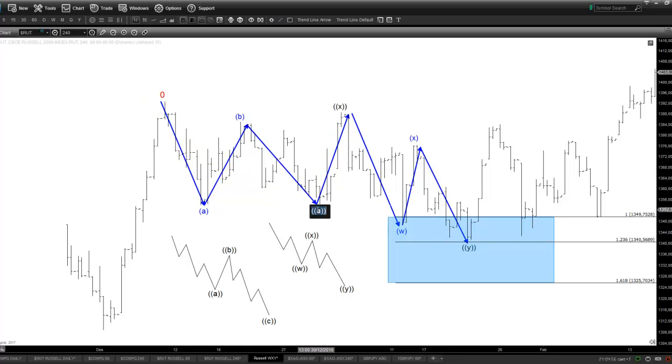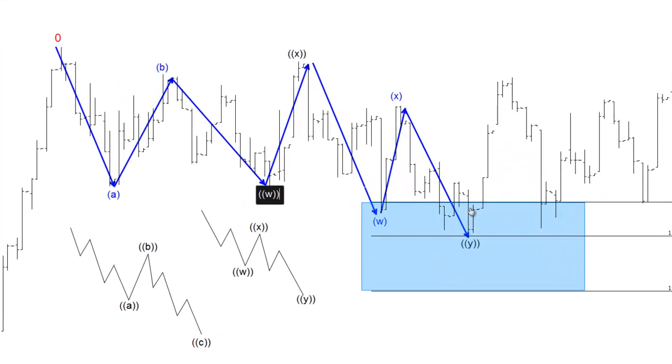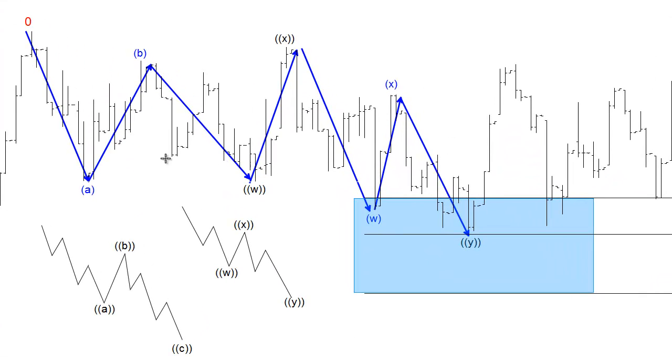Look at this again. The subdivision of the W is in 3, 1, 2, 3. The subdivision of the Y is also 1, 2, 3, right? So this is called the double correction, or double 3, or 7 swing structure.